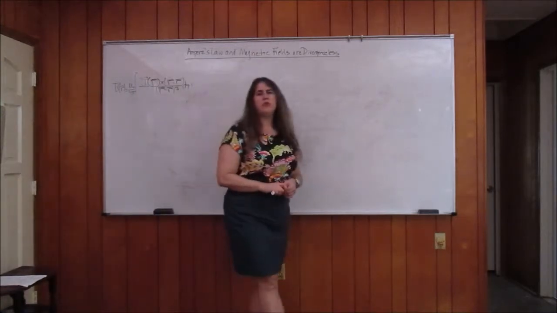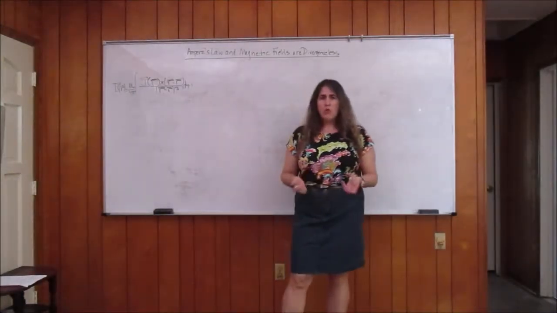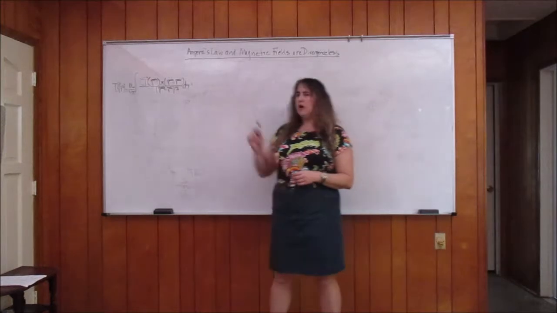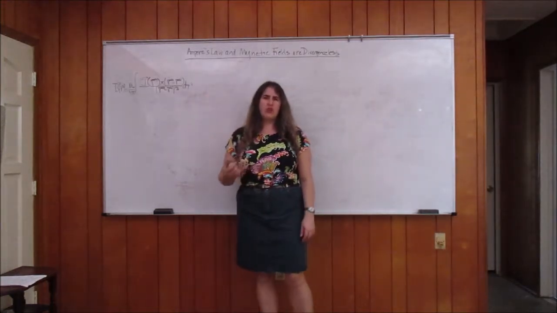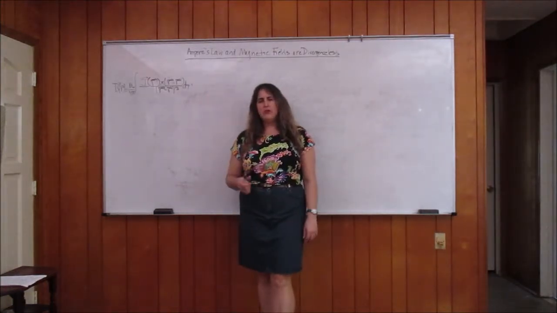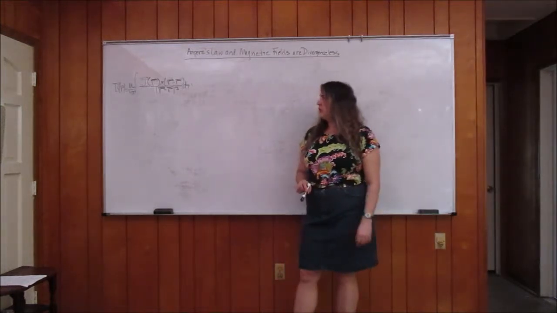The magnetic field is equal to the permeability of free space over 4 pi times the volume integral of the cross product of the volume current density J and the separation vector, all over the magnitude of the separation vector cubed.